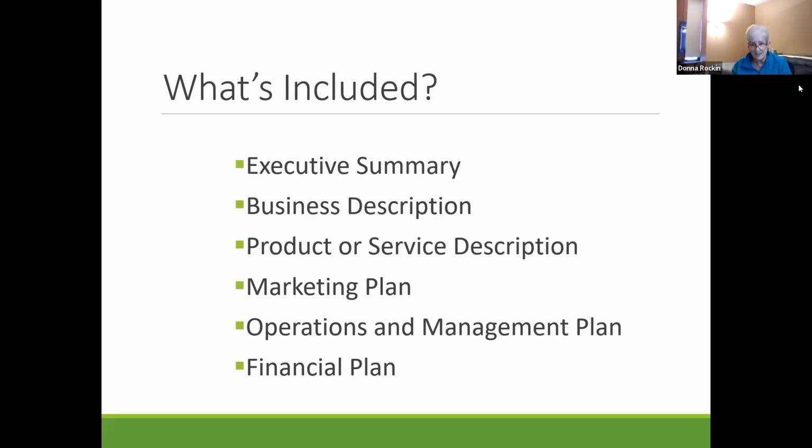And what's included? These are the key areas of a business plan: an executive summary, a business description, product and here we talk about product or service, they're interchangeable. So whether you're opening up a dry cleaner or that sandwich shop, or you're making a better mousetrap.